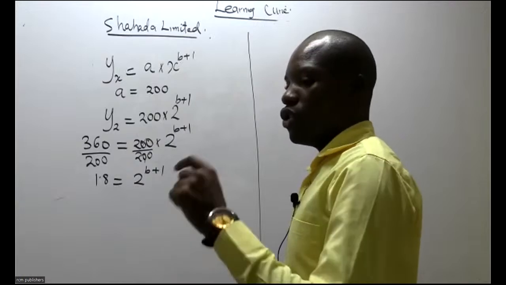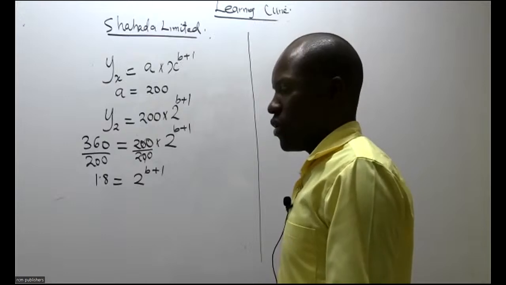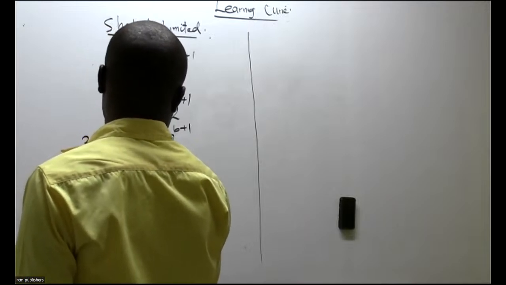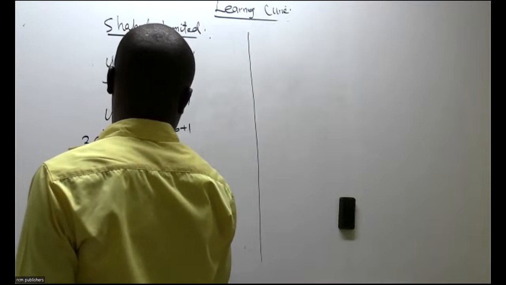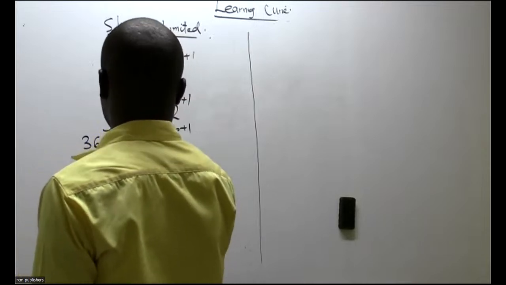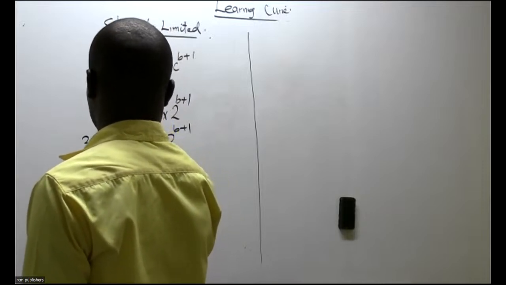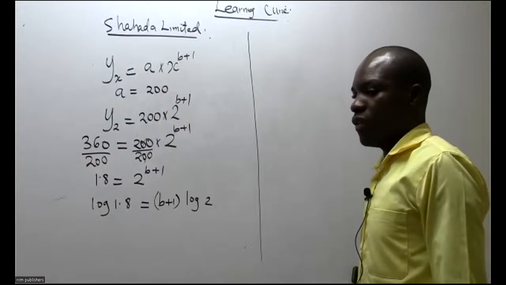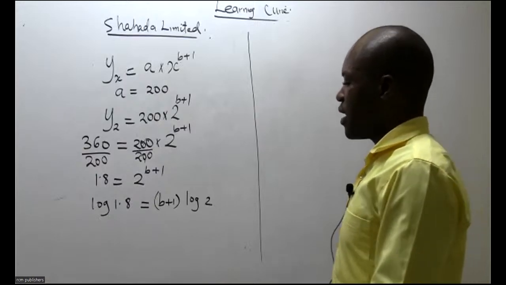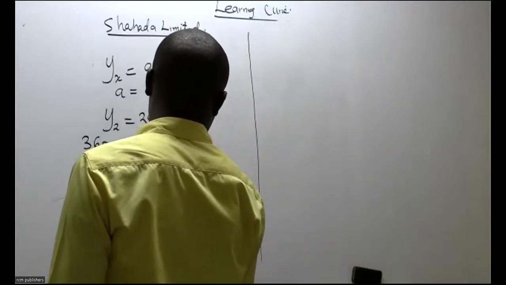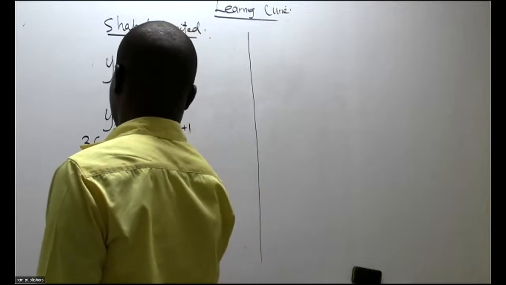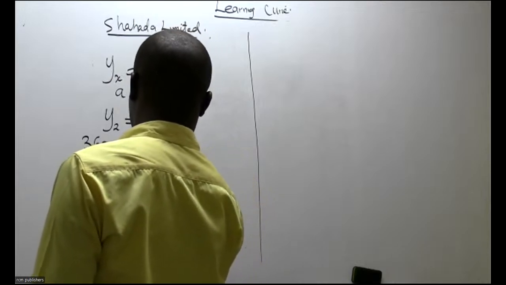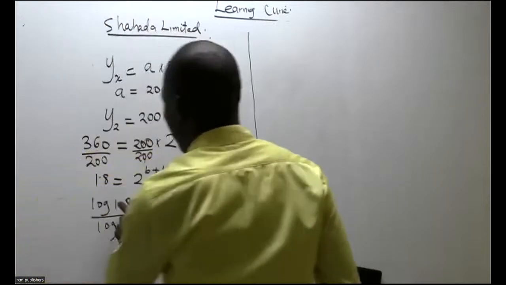So what do I need to do? For me to work this out in a simple way, introduce log. So I will say, B plus 1 log 2 is equivalent to log 1.8. Having done that, let's collect them together. We divide this side by log 2, so this one is gone. So we have B plus 1 is equivalent to log 1.8 divided by log 2.